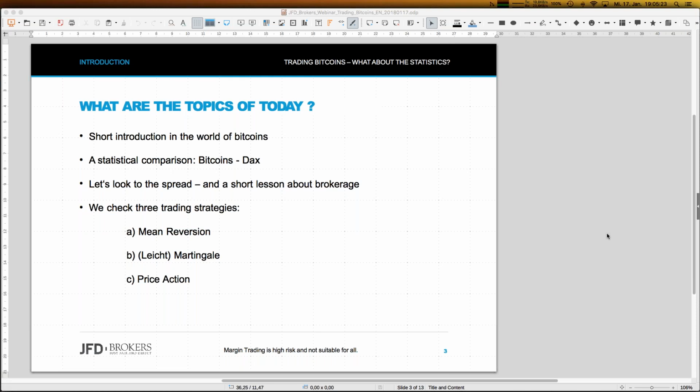So we will start with a comparison between Bitcoins and DAX, and we especially have interest in volatility here to see how markets react, especially the Bitcoin market now. And the other thing is that we want to trade Bitcoins, and therefore we must have a look at the spreads, because those are costs involved in our trading activities.